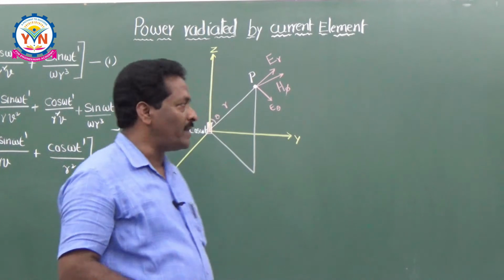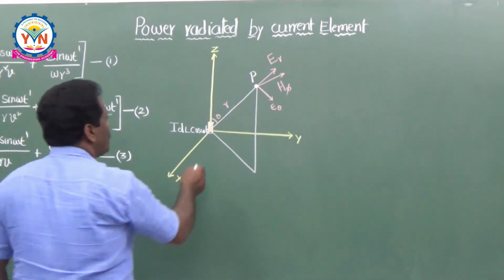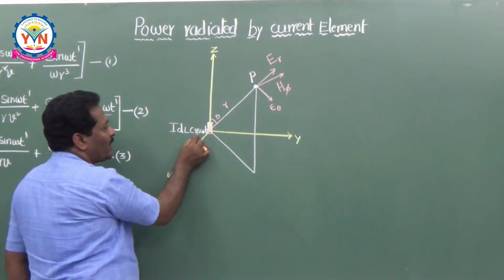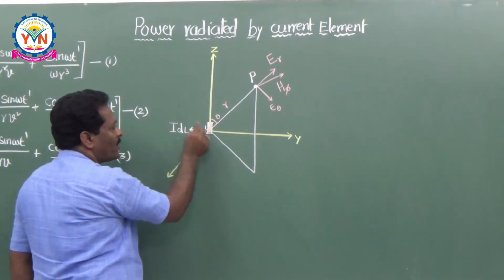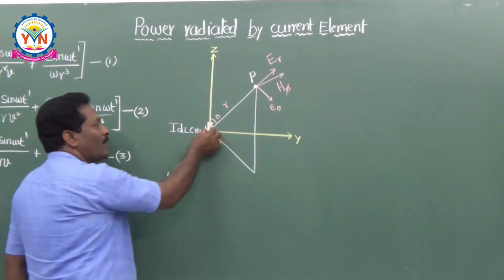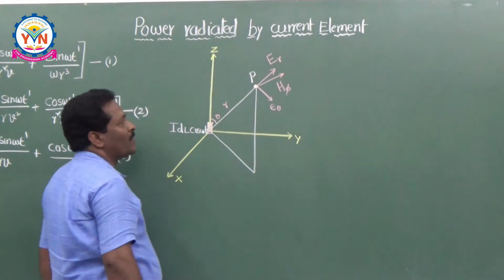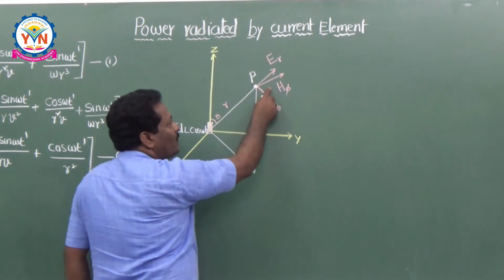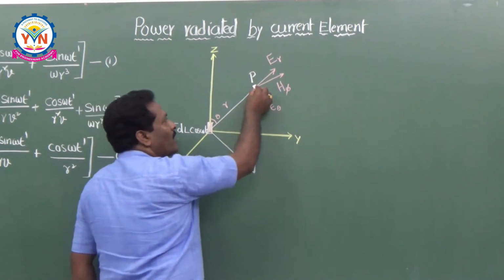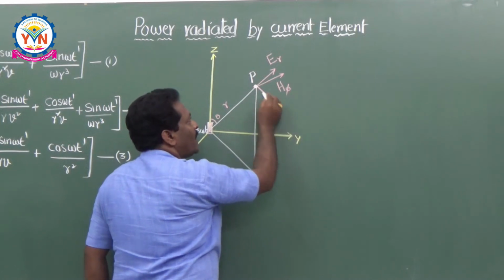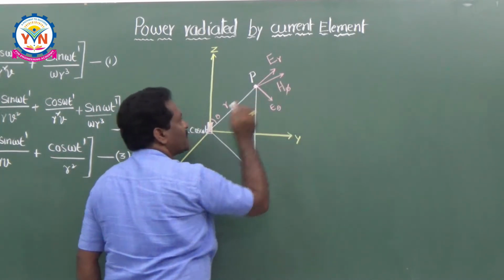Now, let me explain very clearly. Once again, you take your alternating current element I cos omega t at the center of the spherical coordinate system. And I am observing the fields of an antenna at a point P. We concluded that there are three fields of this antenna. One is in R direction, E_R, and in theta direction, E theta, and the magnetic field is in phi direction.